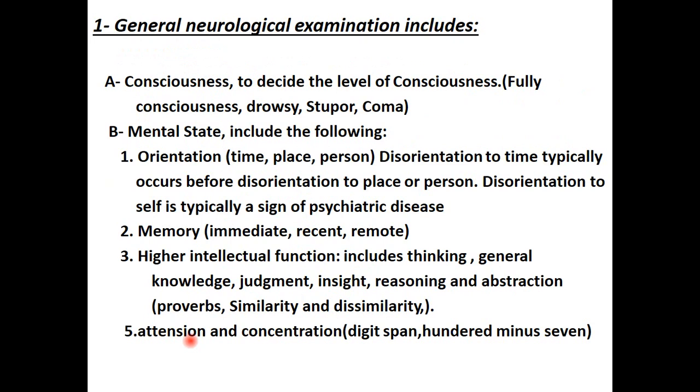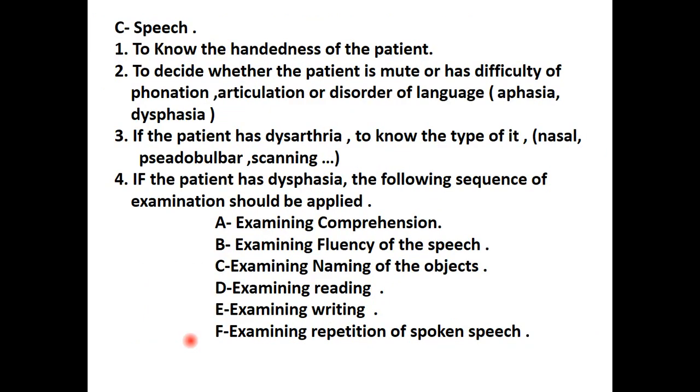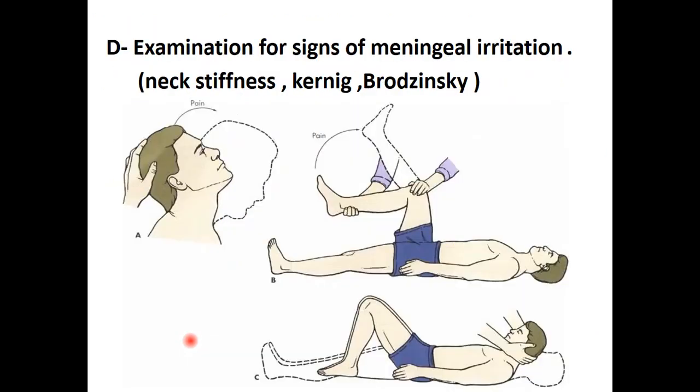So number 1 is consciousness, mental state, speech, and finally examination for signs of meningeal irritation. So if the patient has meningeal irritation, for example he has meningitis or he has a subarachnoid hemorrhage, he may have neck stiffness. This is stiff neck. You have to examine and look for a stiff neck. It's very difficult and causes pain when you're moving the head.